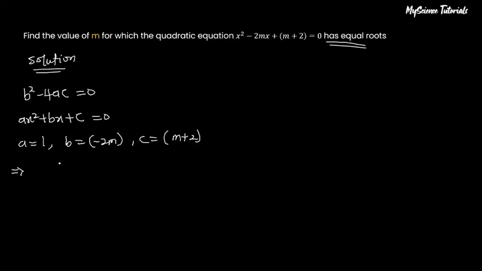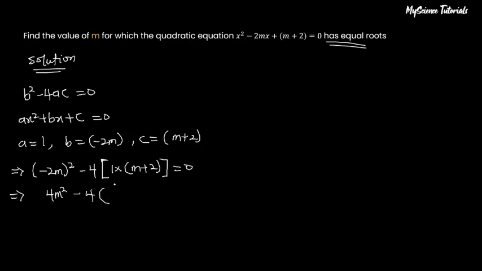So my b squared will become negative 2m squared minus 4 into bracket, my a term is 1 multiplied by my c term, which is m plus 2. This should be equal to 0 because that is the condition for us to have equal roots. So this implies that if I square negative 2m, I'm going to get 4m squared. Then minus 4 into bracket 1 multiplied by m plus 2 will give me m plus 2. So this is equal to 0.